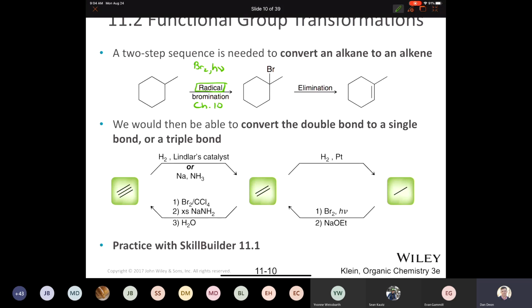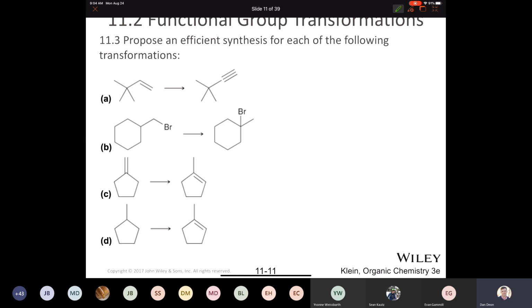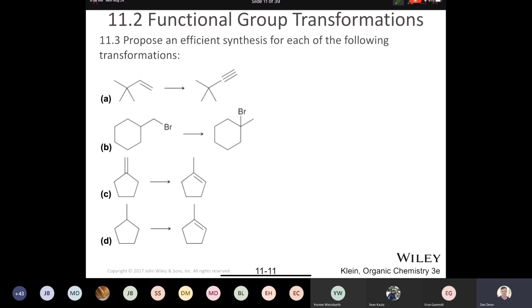Double bond to triple bond, single bond. This is something that we looked over in detail last semester. Well, with that in mind, why don't we just get to it? Why don't we just try some practice? Because let's face it, that's going to help you more than anything.